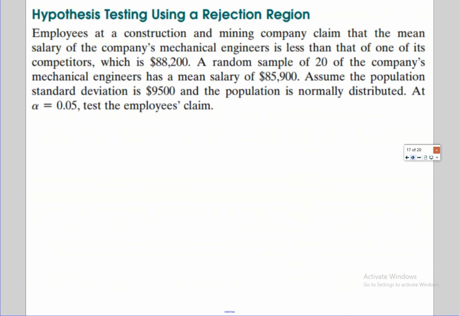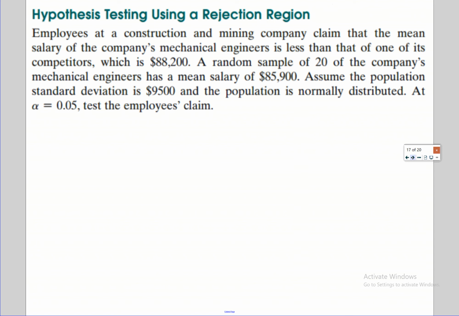It says employees at a construction and mining company claim that the mean salary of the company's mechanical engineers is less than that of one of its competitors, which is $88,200. A random sample of 20 of the company's mechanical engineers has a mean salary of $85,900. Assume the population standard deviation is 9,500 and the population is normally distributed. At a level of significance of 0.05, test the employee's claim.